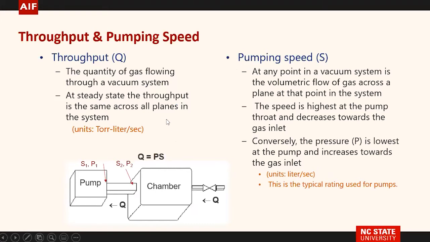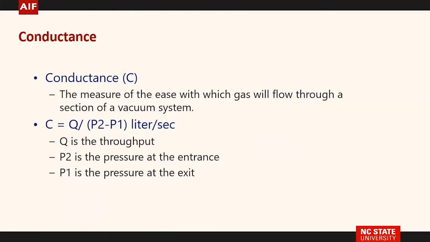Now, a couple of terms that you'll see: throughput, the quantity of gas flowing through a vacuum system, in torr liter per second. You won't see that much. The one you will see is pumping speed. That's the point in a vacuum where you've got the gas flowing through a plane at that point. That's in liters per second. That's how all of your pumps will be rated. It may be in meters cubed per hour, but you can convert to that.